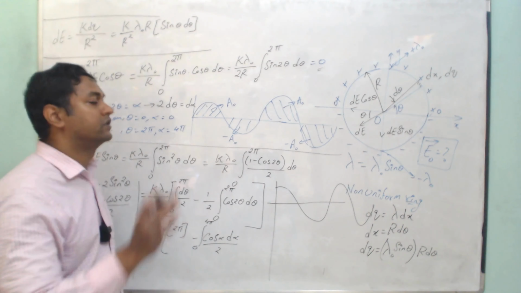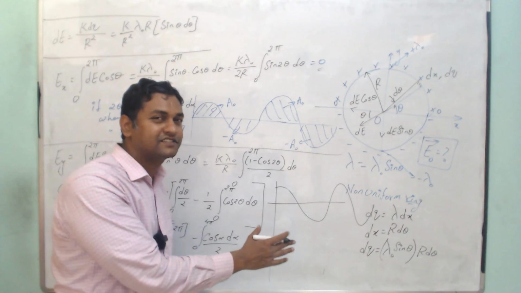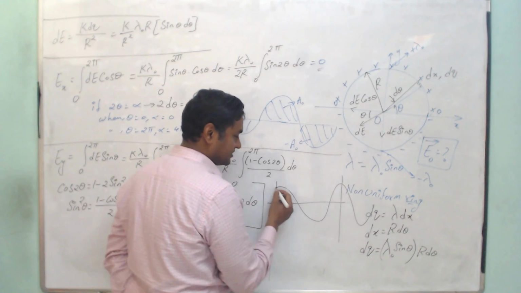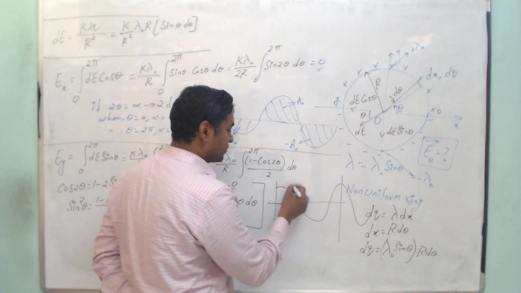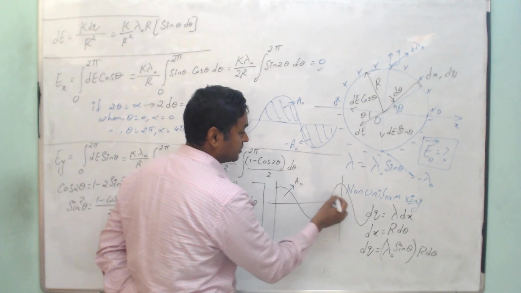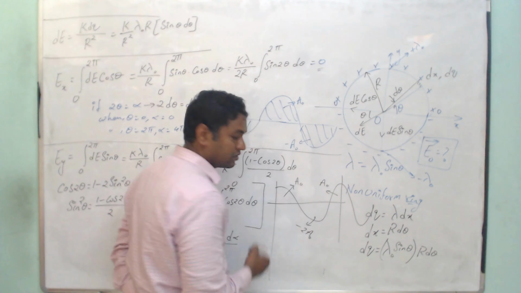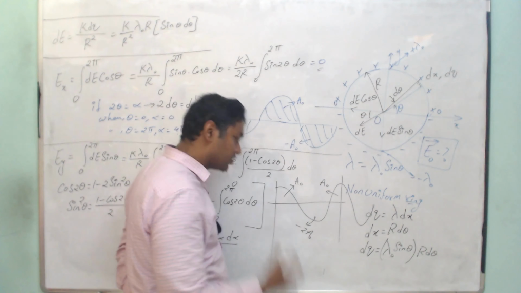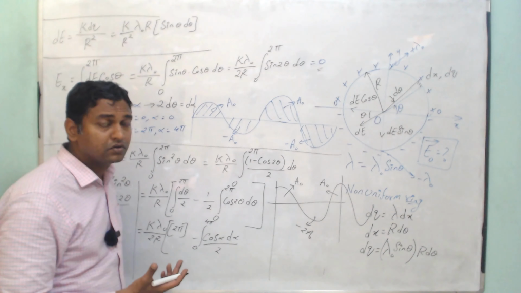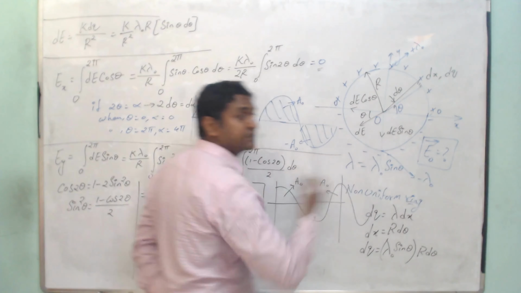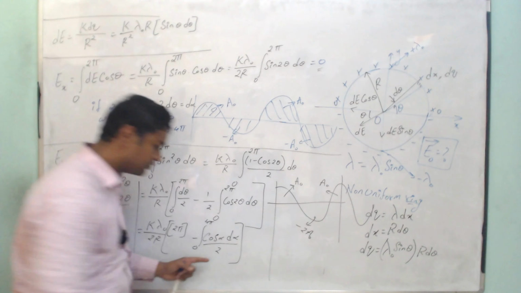It will be sine, 0 to 4 pi. If I call this area A naught, this also will be A naught, and this area will be minus 2 A naught due to symmetry. So again, integral of cos theta from 0 to 2 pi will give me 0, and from 2 pi to 4 pi also will give me 0, because same story. That means my second term should become 0.